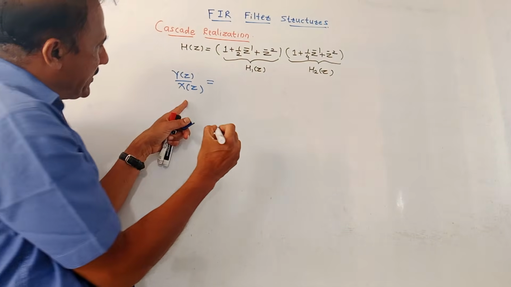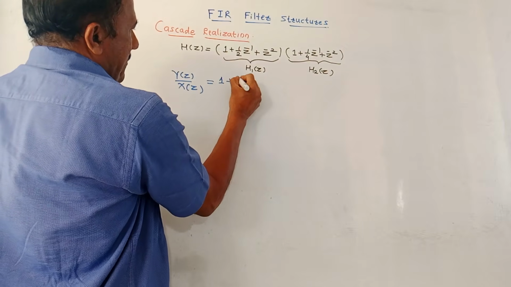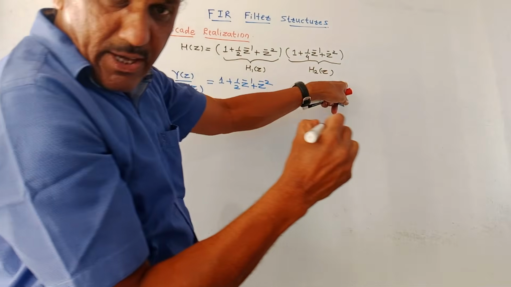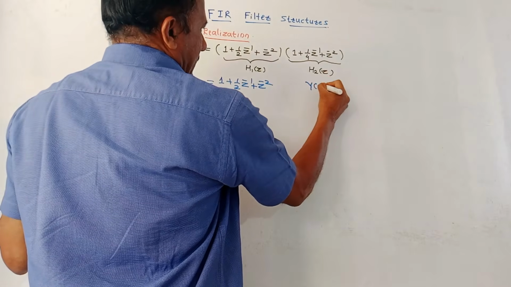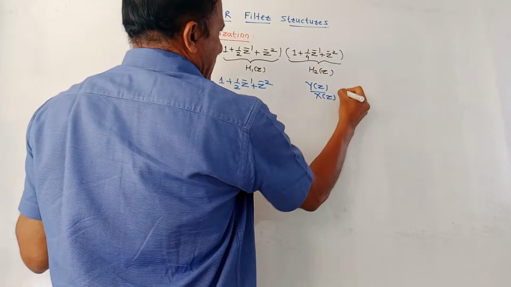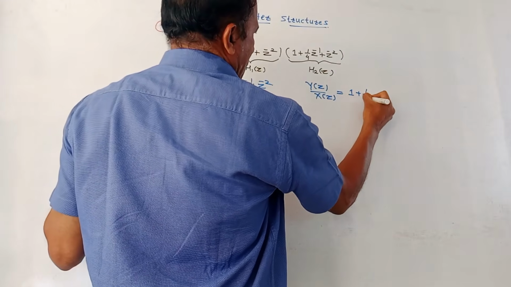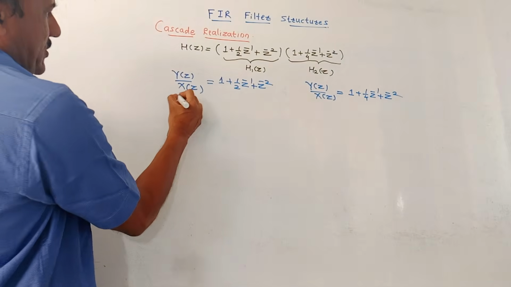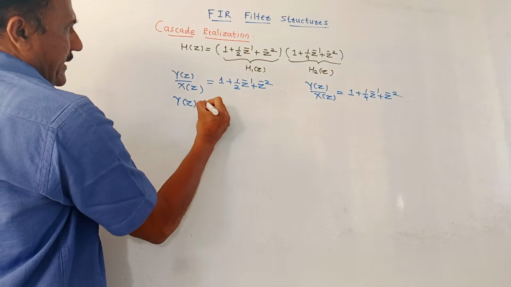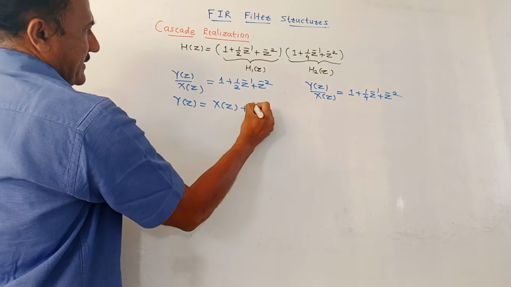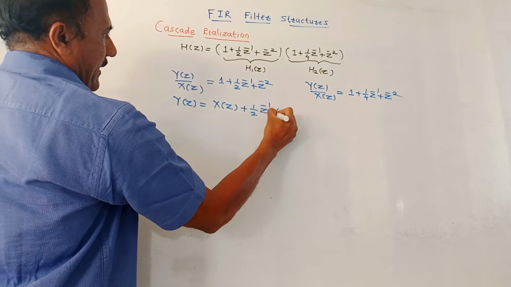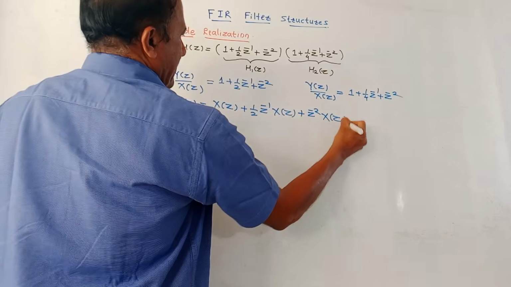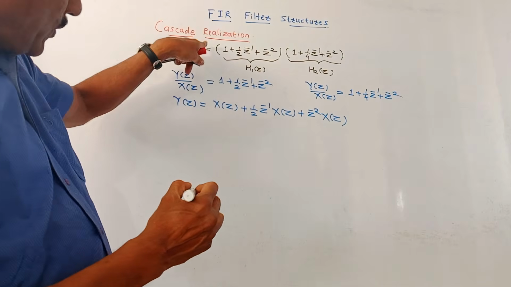I'm simply writing Y(Z) upon X(Z) is given equation 1 plus 1/2 Z raised to minus 1 plus Z raised to minus 2. Same way for the next term, Y(Z) upon X(Z) is equal to 1 plus 1/4 Z raised to minus 1 plus Z raised to minus 2. Take cross multiplication. So I will get Y(Z) is X(Z) plus 1/2 Z raised to minus 1 X(Z) plus Z raised to minus 2 X(Z). This is the first term related to H1(Z).